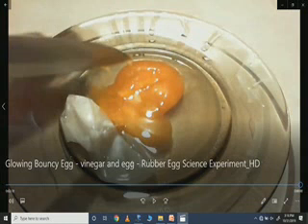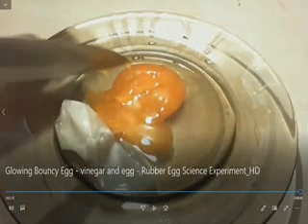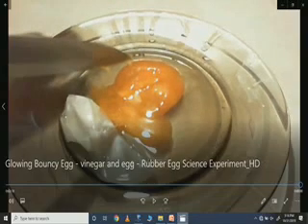Take some vinegar, take an egg, and after two days, maybe in the next class when we meet, you can have this bouncy egg. You can show me this egg in the next class, okay? What I am trying to show you here is, if I take this bouncy egg and put it in concentrated salt solution, it will look like this.